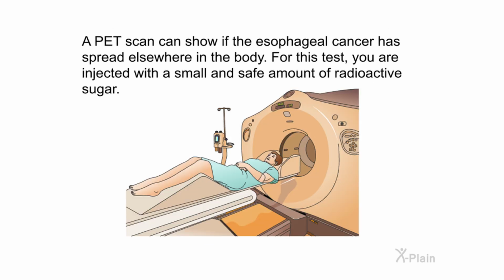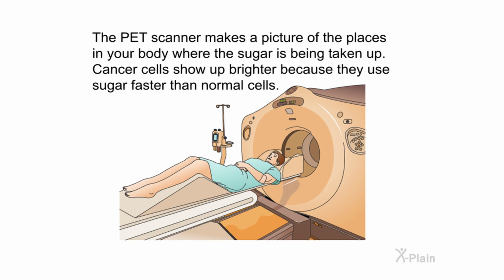A PET scan can show if the esophageal cancer has spread elsewhere in the body. For this test, you are injected with a small and safe amount of radioactive sugar. The PET scanner makes a picture of the places in your body where the sugar is being taken up. Cancer cells show up brighter because they use sugar faster than normal cells.